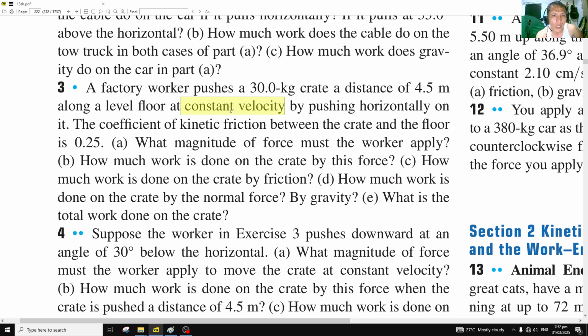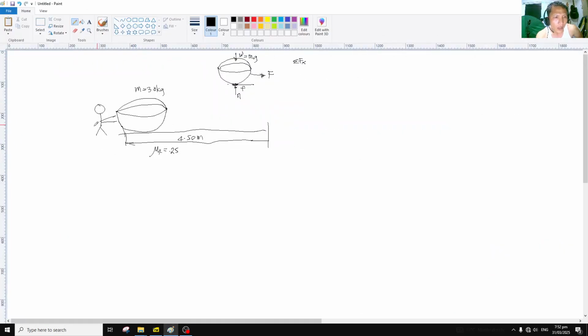Since constant velocity is stated, the summations of forces on x should be equal to 0. So I represented it like this. You have a worker pushing this crate, 30 kilogram, about 4.50 meters, and then you have a coefficient of kinetic friction. Therefore, there's a frictional force. So let's draw the FBD of our crate. That frictional force is opposing the movement.